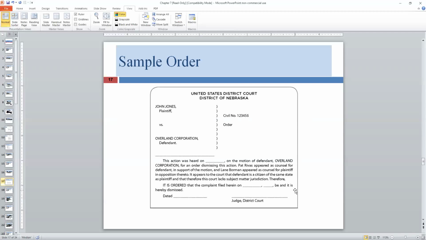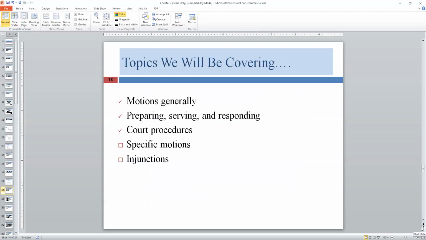So that's one possibility. Now, of course, the court could say, it appears that the defendant is not a citizen of the same state. So you could just put a little "not" in there, and therefore this court does have subject matter jurisdiction. Therefore, it is ordered that the complaint filed herein on this date not be dismissed. So it could be changed dramatically to reflect what the ruling is of that particular court.